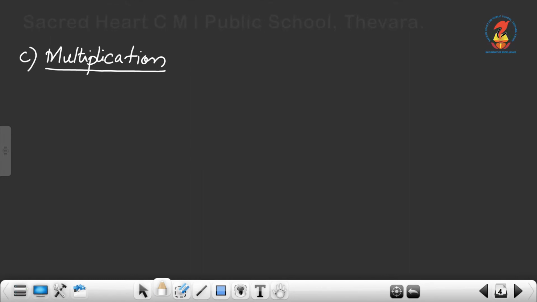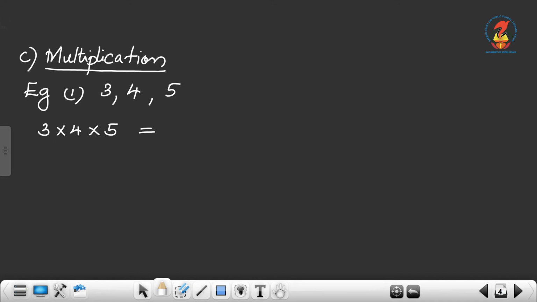Now, the next operation is multiplication. Take 3 whole numbers: 3, 4 and 5. Then find the product, (3 × 4) × 5. The first 2 whole numbers you have to consider, so find the product of 3 and 4. What is 3 into 4? 3 into 4 is equal to 12. So, 12 into 5 is equal to 60.